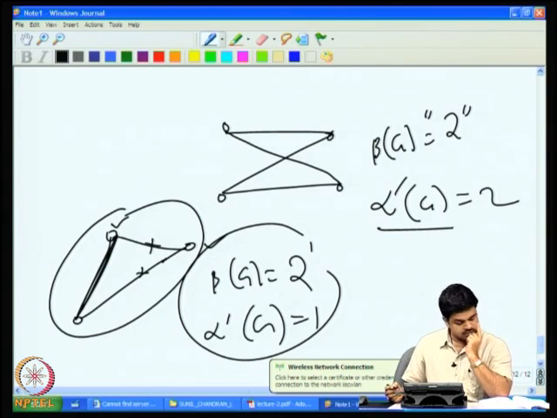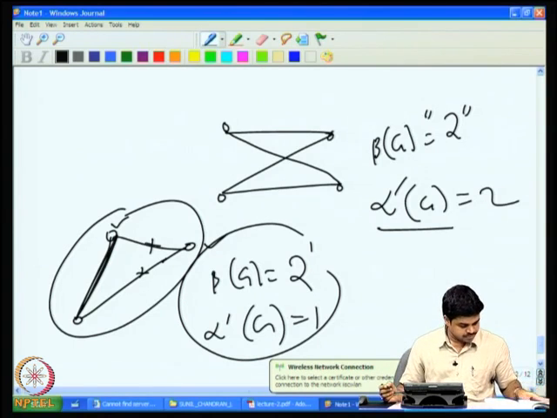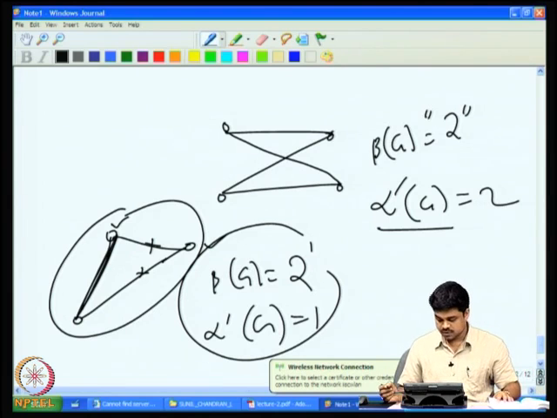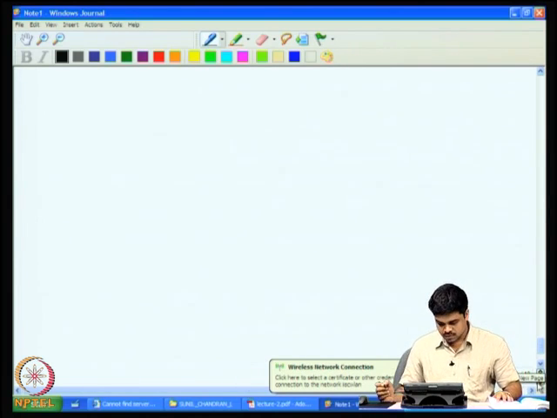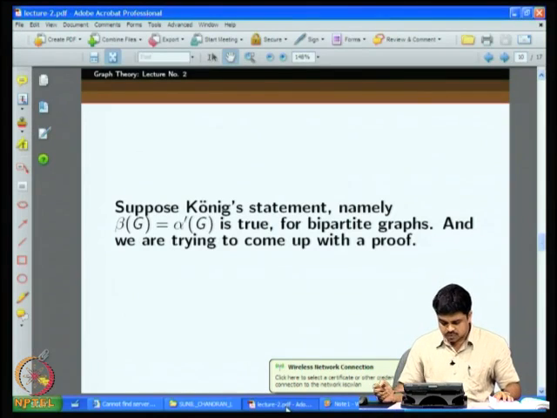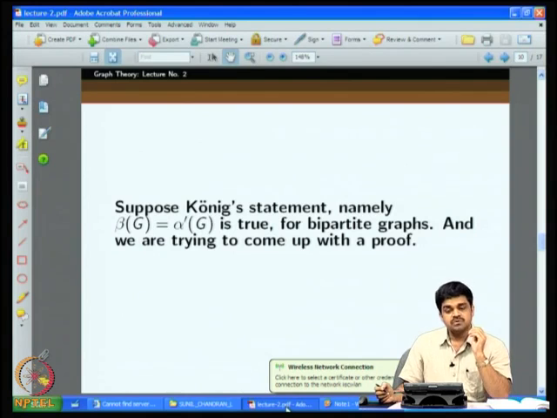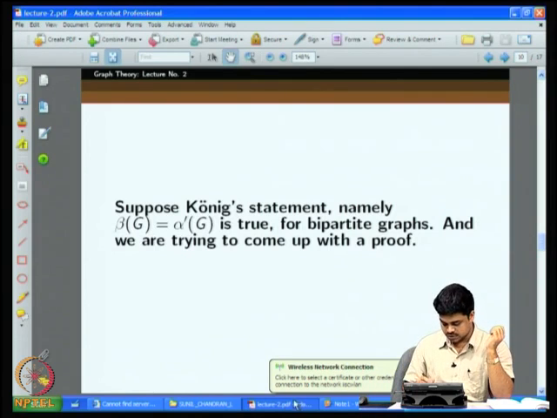Let's now see how we can prove it. The next aim is to come up with a proof for this result. So suppose Konig told us this statement, beta of G is equal to alpha dash of G. Now if we are trying to come up with a proof, this is going to be our approach.